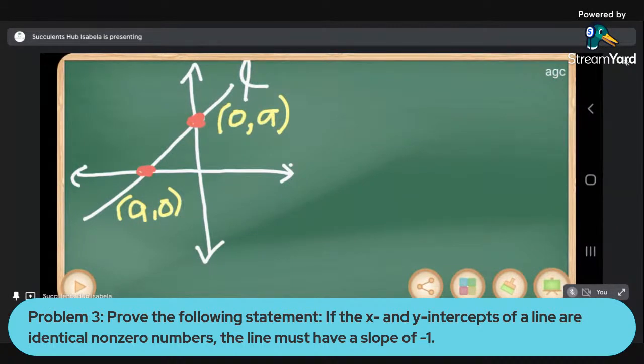Anyone? Of course, we can make use of the point slope form. It's just that it's the slope that we are trying to prove here, that it is negative 1. So let's manipulate this. What is the given here? The given here is we have two points.